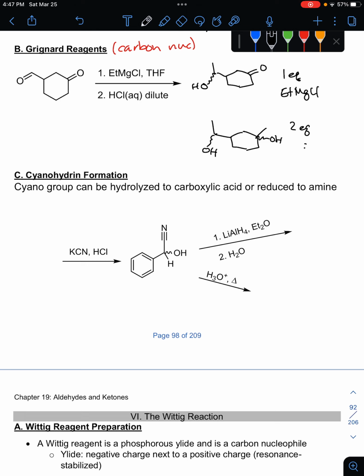Okay, hopefully that makes sense. And then here's another carbon nucleophile example. We already talked about cyanohydrin formation earlier, but hopefully you could fill in the blank here. Maybe pause the video and see if you can figure out what would have been the starting material to get to this cyanohydrin product. And it would be this aldehyde, which hopefully you know how to name. That would be benzaldehyde.